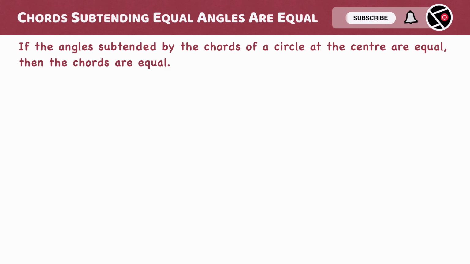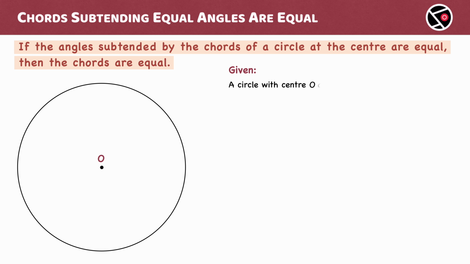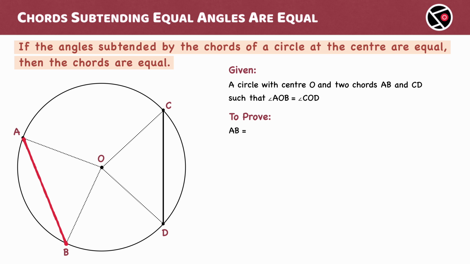In this lesson, we'll prove that if the angles subtended by the chords of a circle at the center are equal, then the chords are equal. So, what do we have? We have a circle with center O and two chords AB and CD such that angle AOB equals angle COD. We need to prove that AB equals CD.